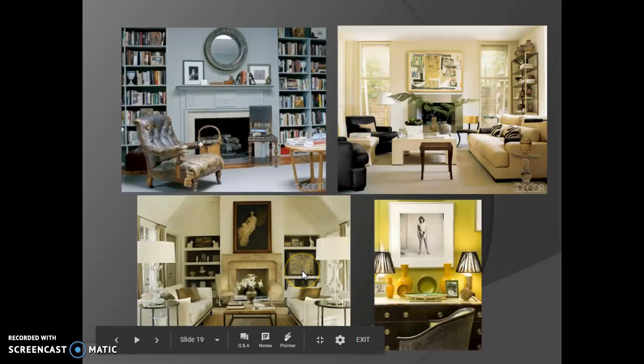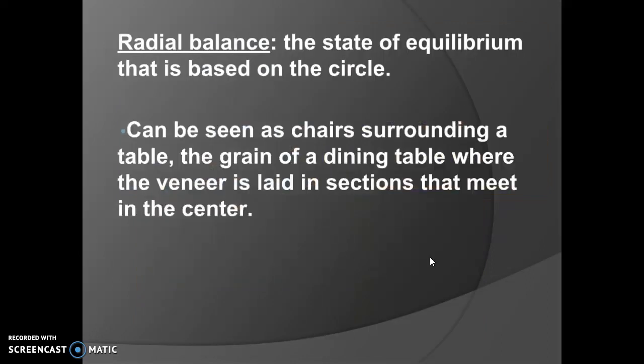The objects in the bookshelves are still balanced. You've got enough smaller items over here to balance out this larger piece over here. But a lot of the items are still very similar. So if we were to put a line here, we've got a lot of items on this side to balance out the items on this side. Still significant enough to make it more of an asymmetrical balance than a symmetrical balance.